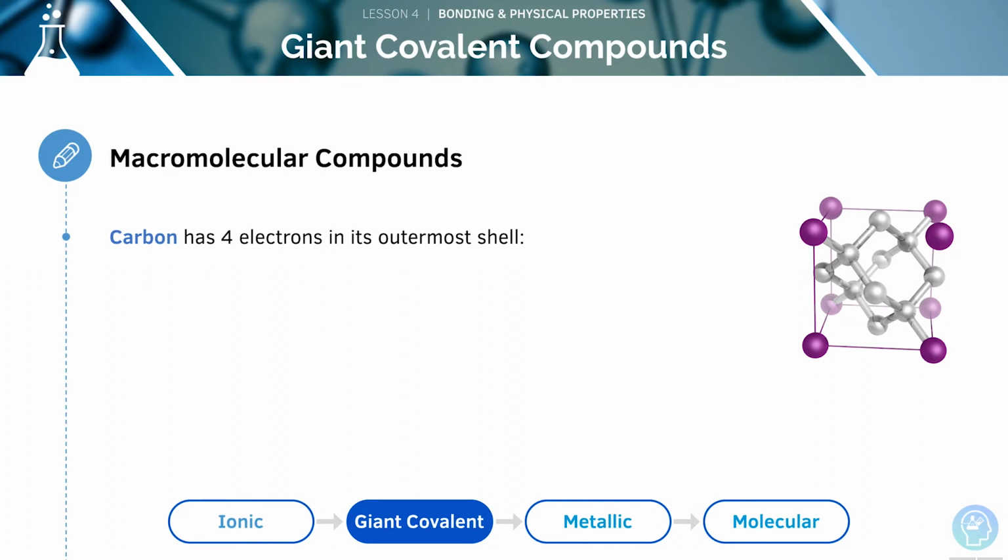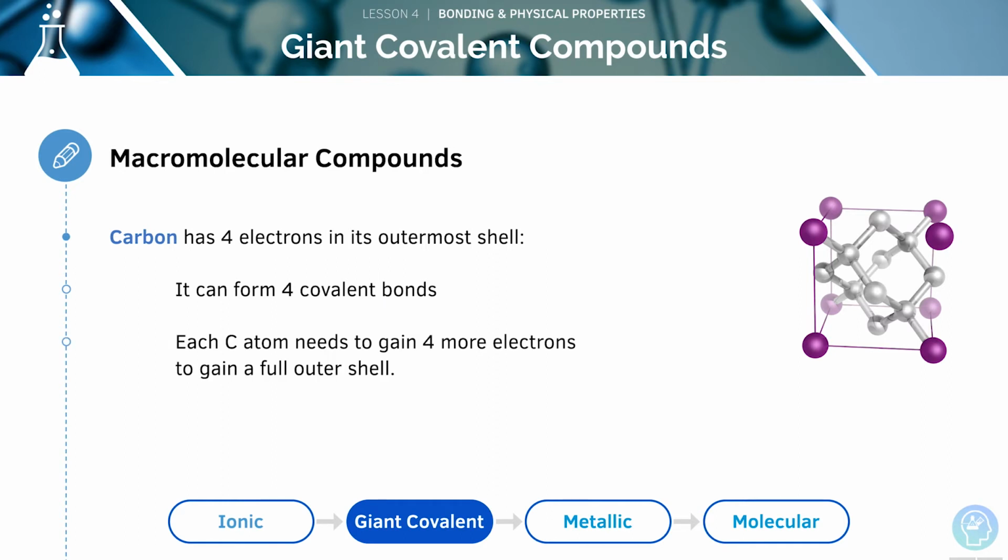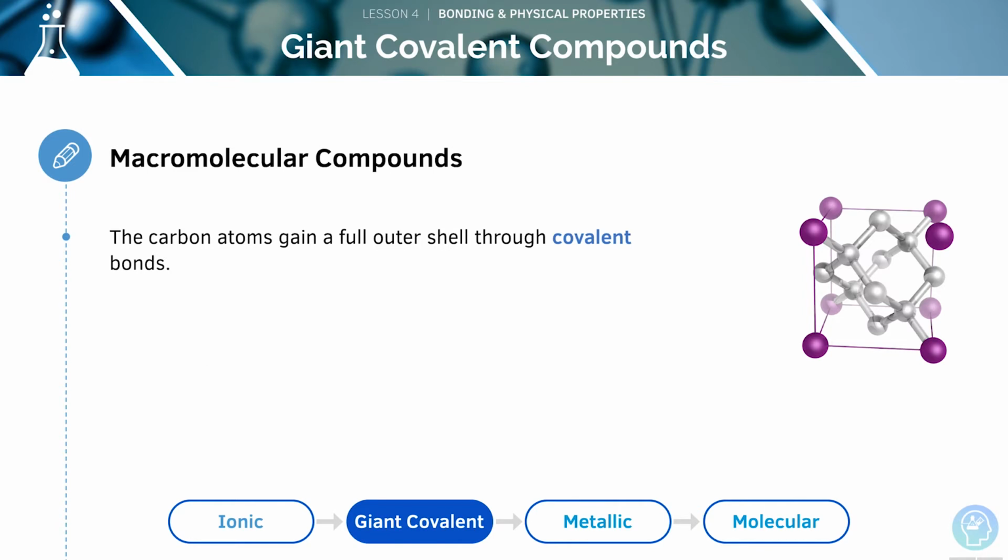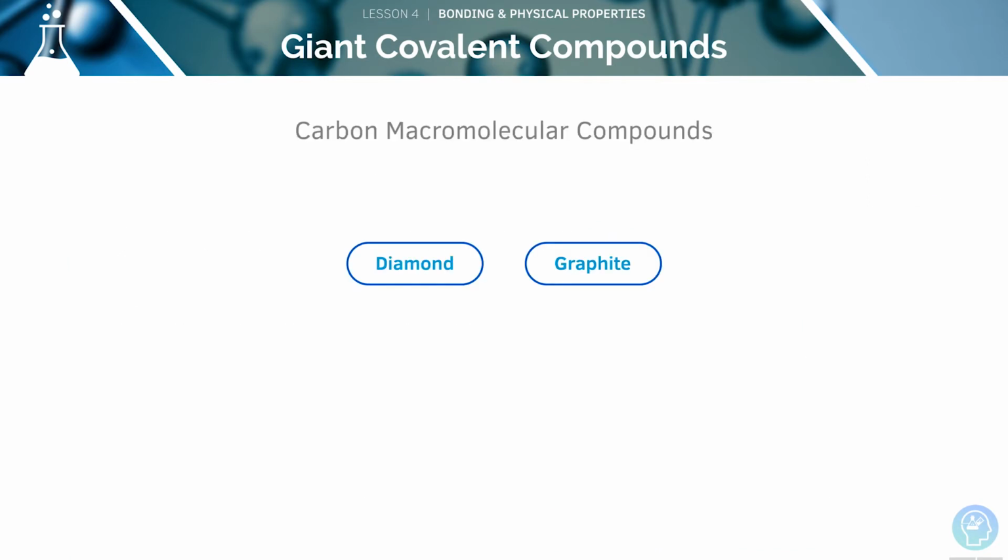Each carbon atom has 4 electrons in its outermost shell. This means it can form 4 covalent bonds. This is because each of the carbon atoms needs to gain 4 more electrons to get a full outer shell. The carbon atoms have gained a full outer shell through these covalent bonds. This will form 2 macromolecular structures, graphite and diamond. We'll now look at these 2 carbon macromolecular compounds in more detail.